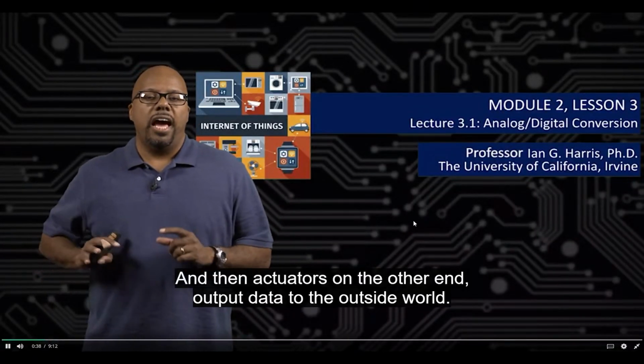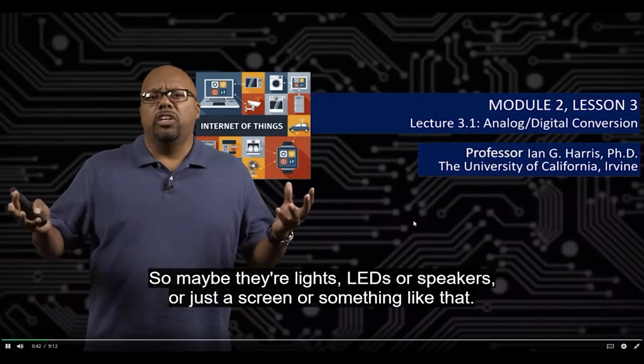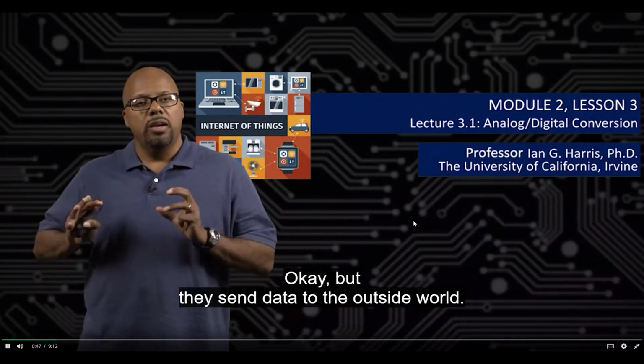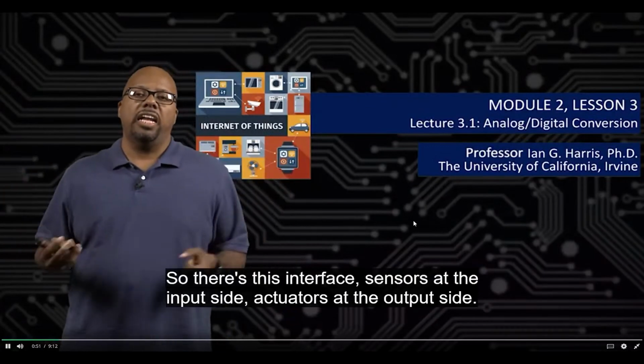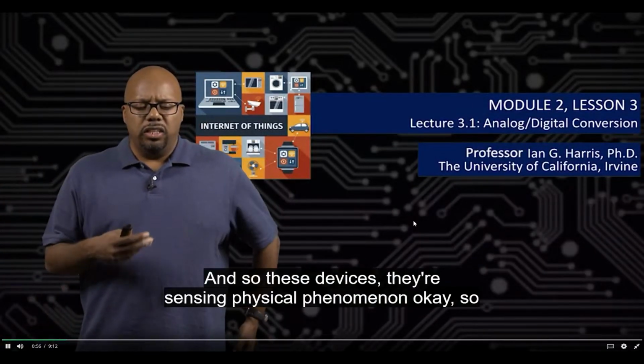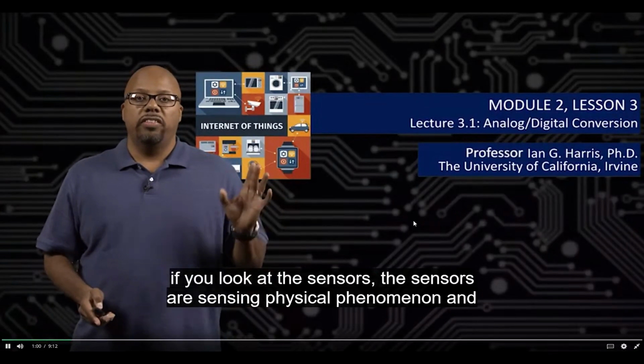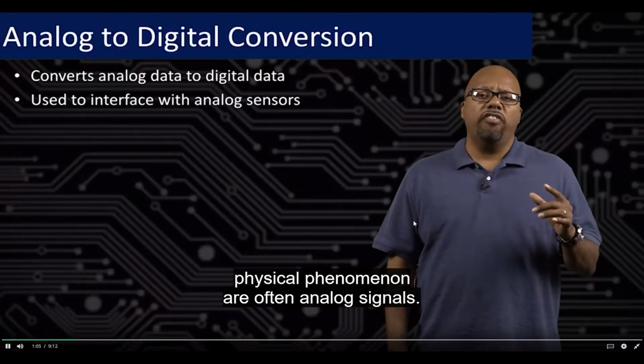And then actuators on the other end output data to the outside world. So maybe they're lights, LEDs, or speakers, or just a screen or something like that. But they send data to the outside world. So there's this interface: sensors at the input side, actuators at the output side. And these devices are sensing physical phenomena. The sensors are sensing physical phenomena, and physical phenomena are often analog signals.